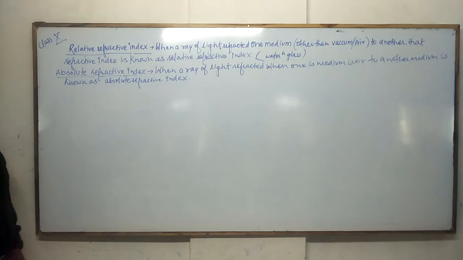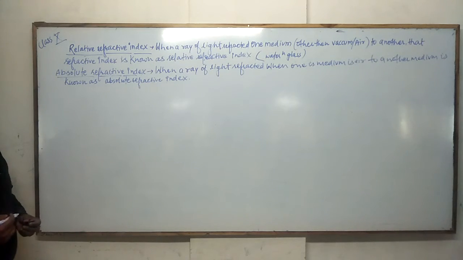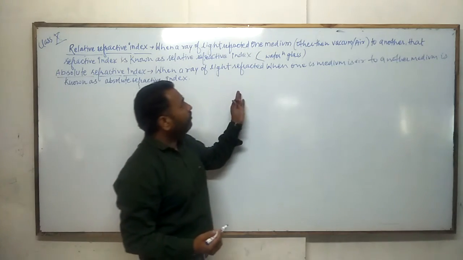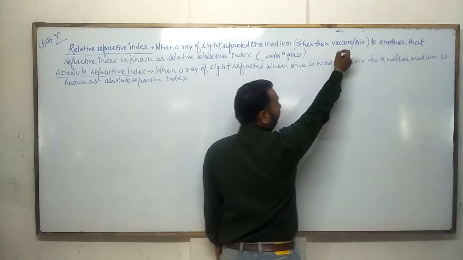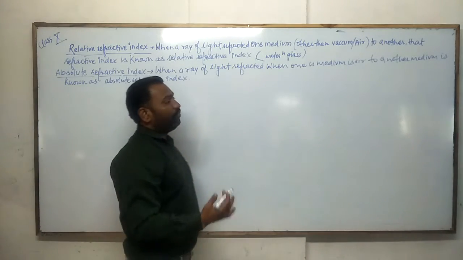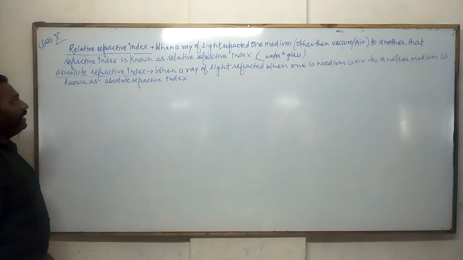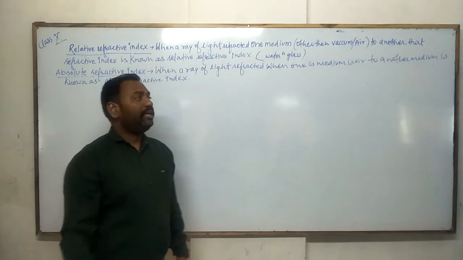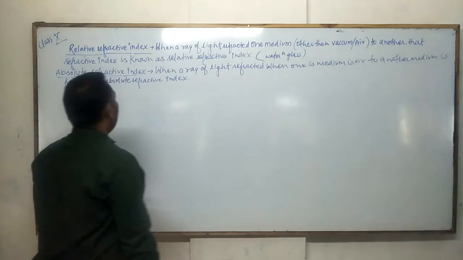Okay, so what are the main differences between the relative refractive index and absolute refractive index? When a ray of light is refracted from one medium to another, and that medium is not vacuum or air, maybe from water to glass or glass to water, then it is known as the relative refractive index. But the absolute refractive index is when a ray of light is refracted and at least one medium is air or vacuum, and the other is another medium.